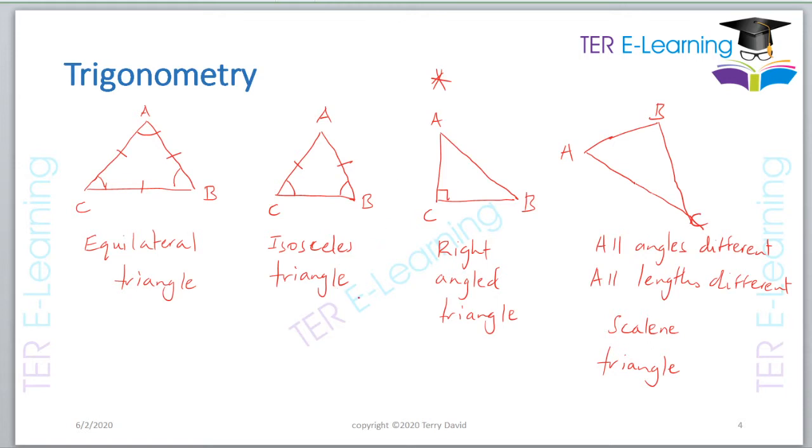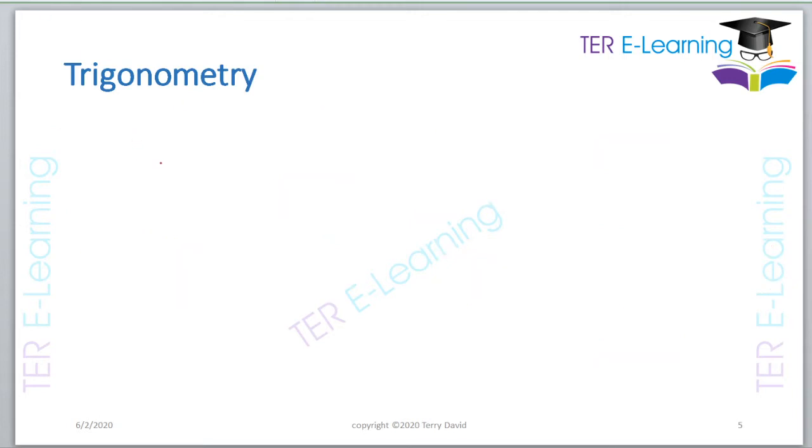So we have the equilateral triangle, all the lengths are the same, all the angles are the same. In the case of an isosceles triangle, we have two lengths that are the same and also two angles that are the same. A right angle triangle has one angle that is equal to 90 degrees. So this angle in the right angle triangle is equal to 90 degrees. Then we have another type of triangle called a scalene triangle. All the lengths are different and all the angles are different. Now, with respect to a triangle, there are certain things you need to know. Let's say I have something like this.